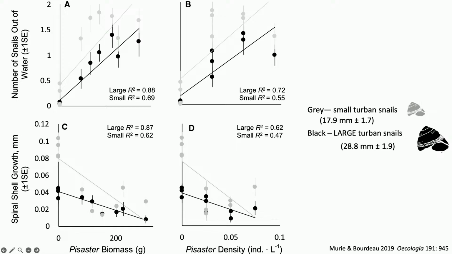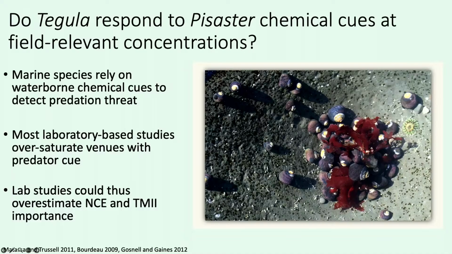Now, what we did with Kendall's experiment is we used a density of Pisaster that was within reason for what we see in the field, but it was at the high end. And so what we really wanted to know was whether or not tegula could respond to Pisaster chemical cues at field-relevant concentrations, addressing that gap that a lot of studies oversaturate cues in the environment. And so we wanted to make sure we weren't overestimating this effect of Pisaster.